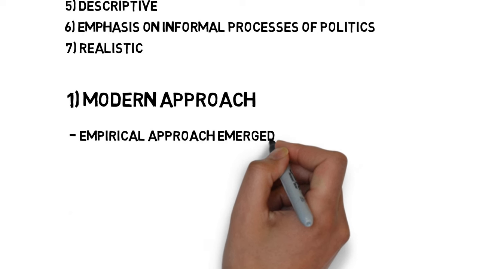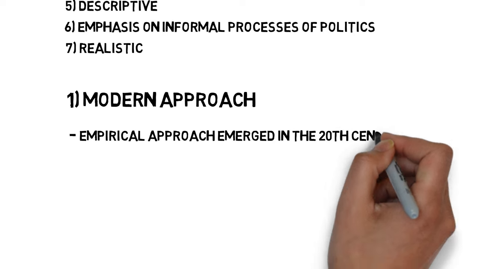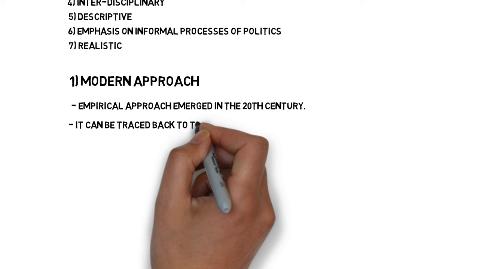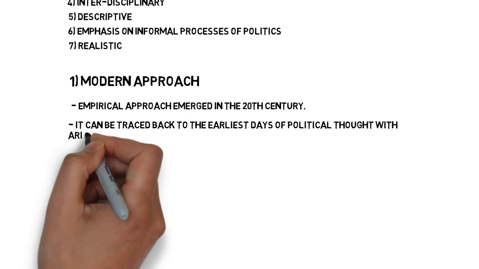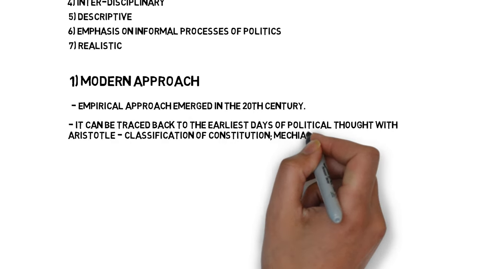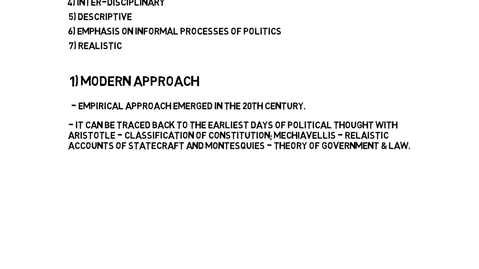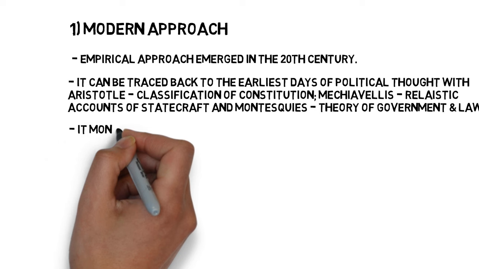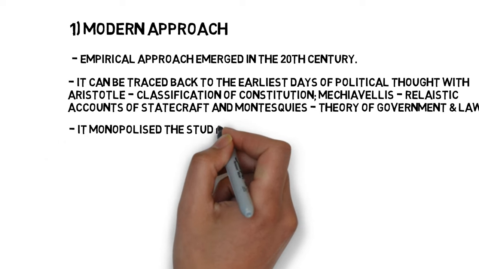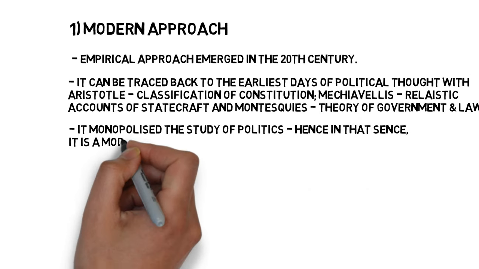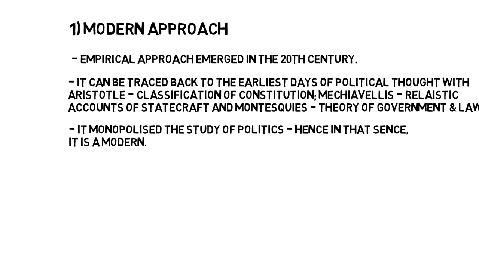Empirical approach emerged in the 20th century. It can be traced back to the earliest days of political thought with Aristotle's classification of constitution, Machiavelli's realistic account of statecraft, and Montesquieu's theory of government and law. Empirical approach also monopolized the study of politics. Hence, in that sense, it is called modern approach.